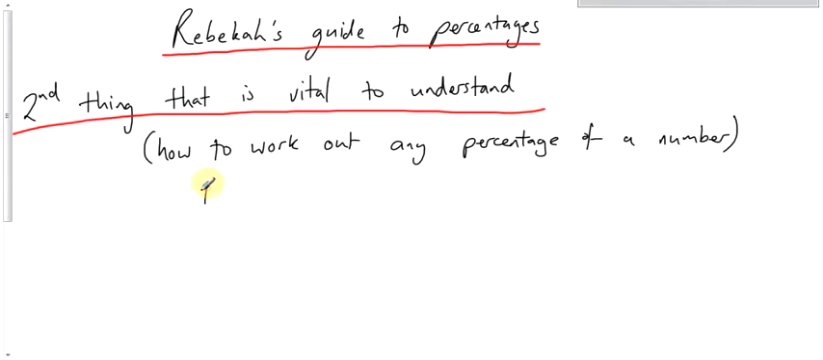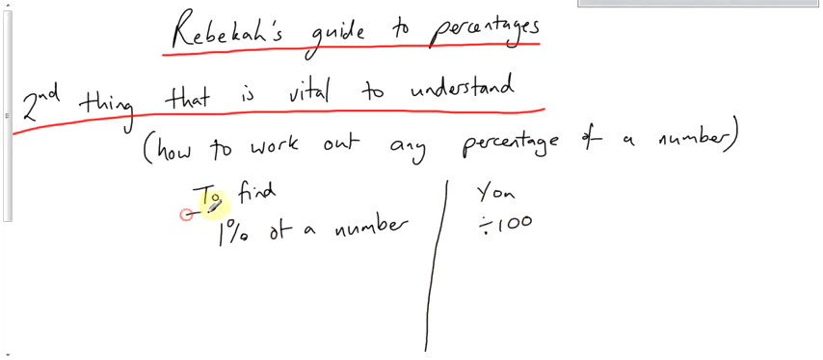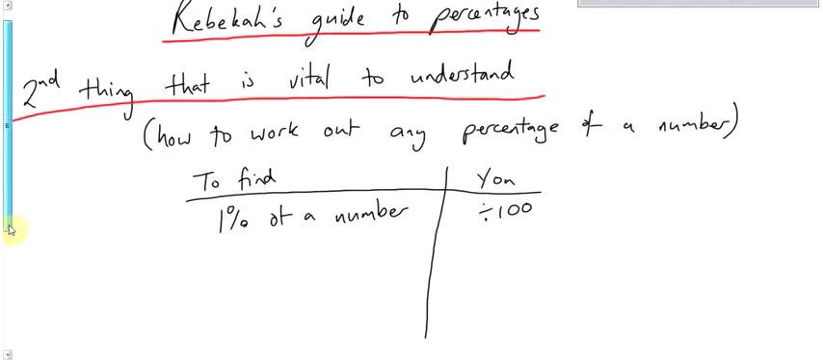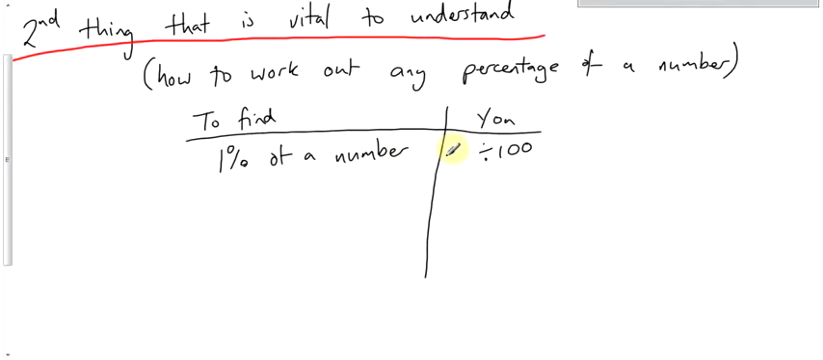Okay, so to find 1% of a number, you divide by 100. And there's several of these that are quite handy depending on what sort of problem you're doing. So 1% you divide by 100.